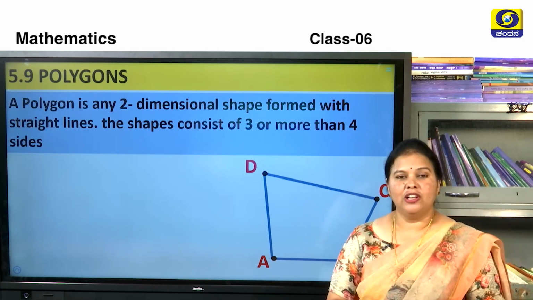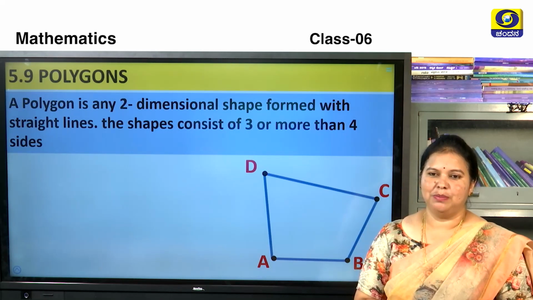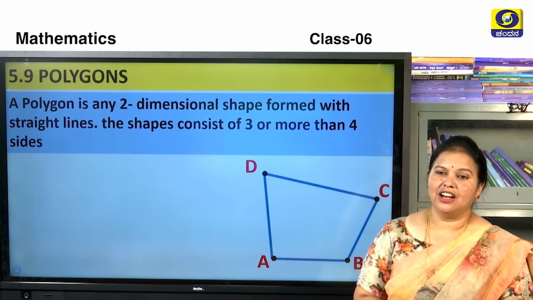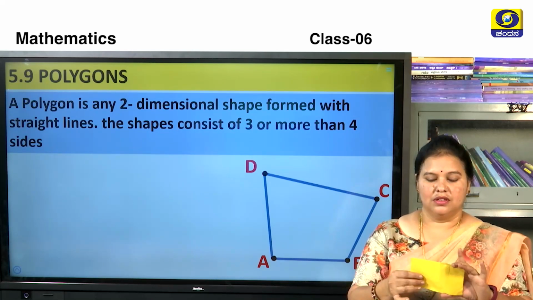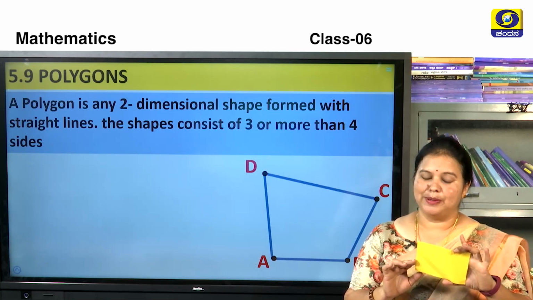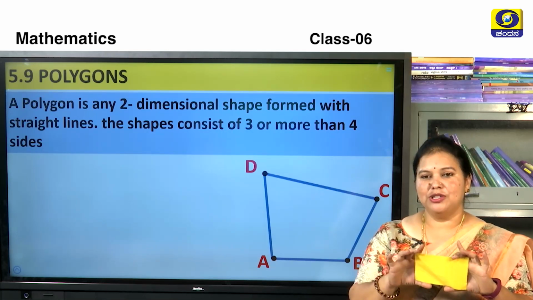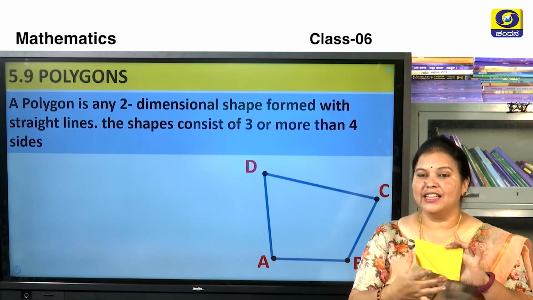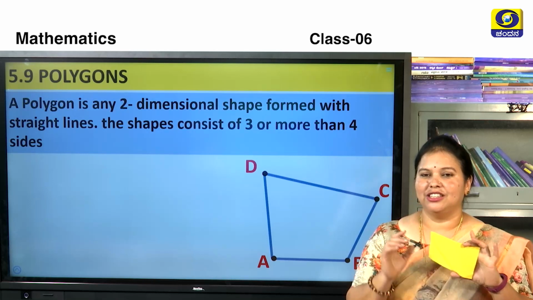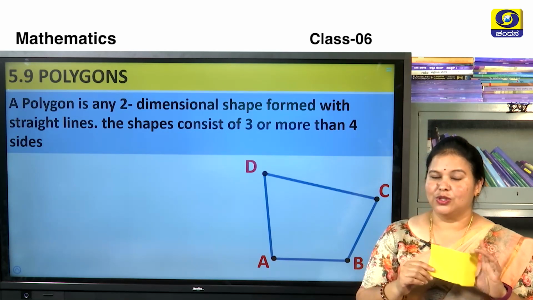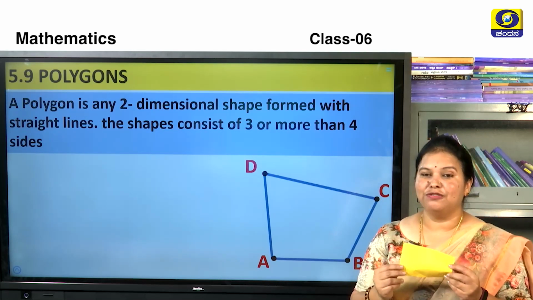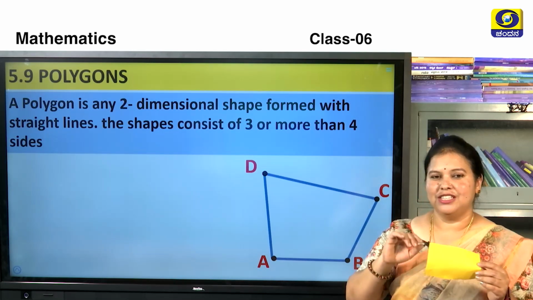Children, a polygon is a two-dimensional shape formed with straight lines. The shapes consist of 3 or more sides. See here, it's a rectangle and also it's a closed plane figure. Two-dimensional means only length and breadth. So we can measure only length and breadth of this shape. Understood? So it is a two-dimensional shape. Here in this we cannot find depth or height of this object.